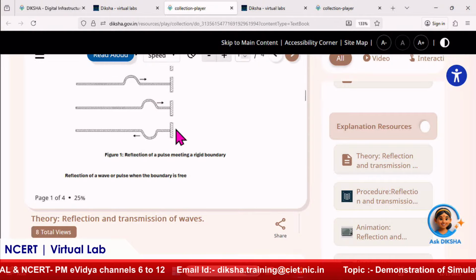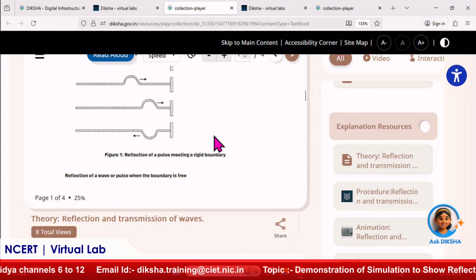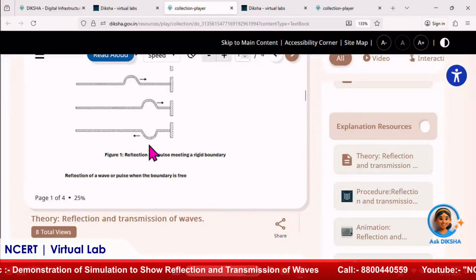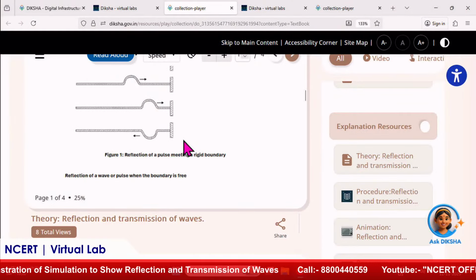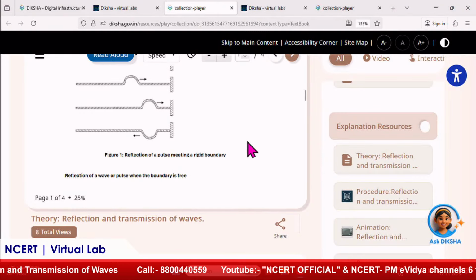there is a phase difference of 180 degrees, pi. Why does this happen? We can easily explain this with the help of Newton's third law, which is: for every action there is an equal and opposite reaction. So, the pulse, the small energy packet, just as it interacts with the wall, equal and opposite energy just bounces back in the downward direction. So, it gets inverted, as you can see in the picture.